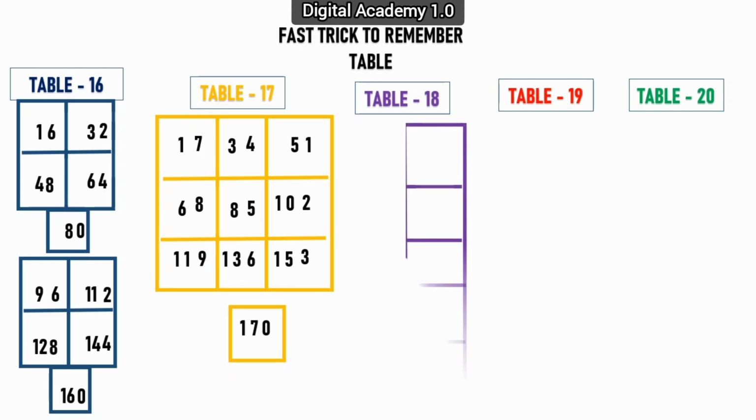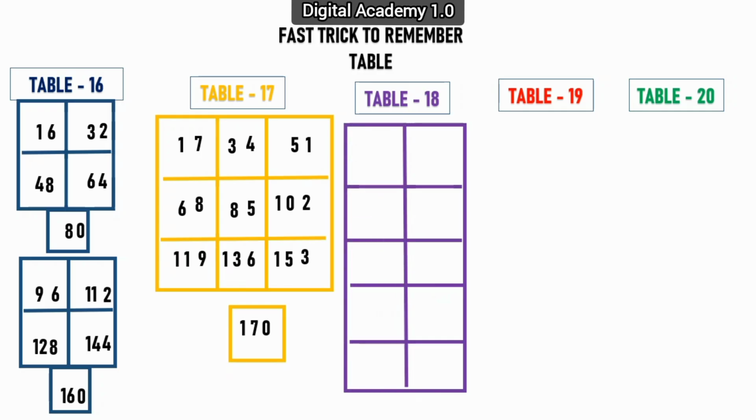Next, let's see the table 18. It is very simple and easy. Here, there are also two steps. In the first step, enter the even numbers from the bottom, 0 to 8, in both vertical columns. Like 0, 2, 4, 6, 8 and 0, 2, 4, 6, 8.